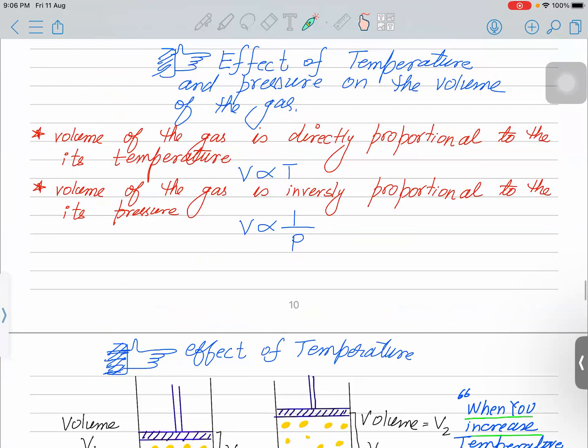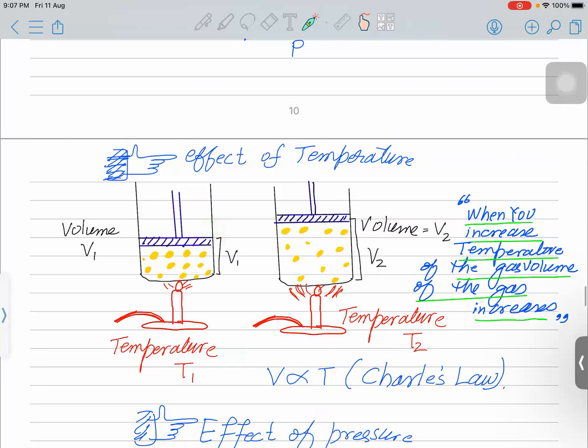Then we discussed the effect of temperature and pressure on the volume of the gas, right? This is our last topic. When you increase the pressure, volume is changed, right? This law is called Charles law. Yes, Boyle's law. Very good. When you change the temperature, volume is also changed.